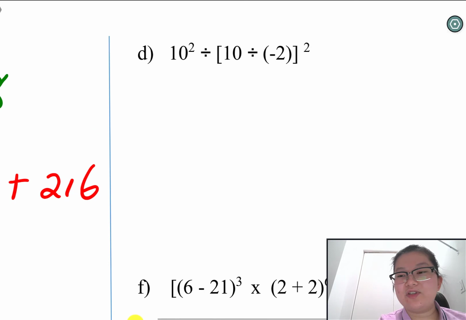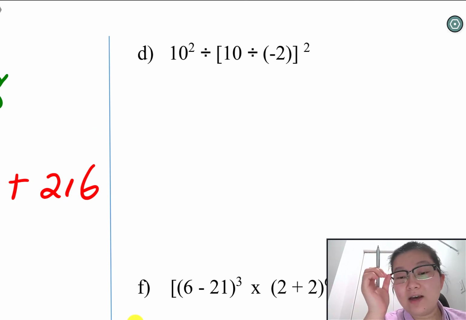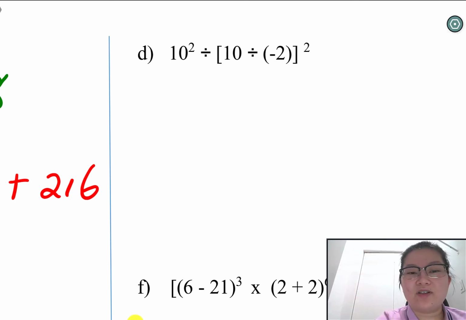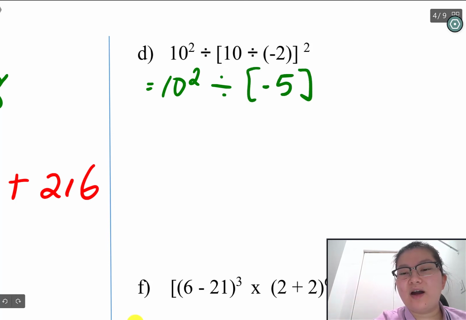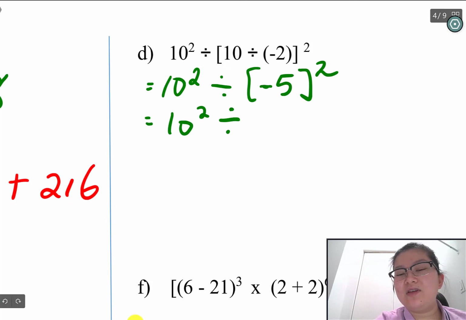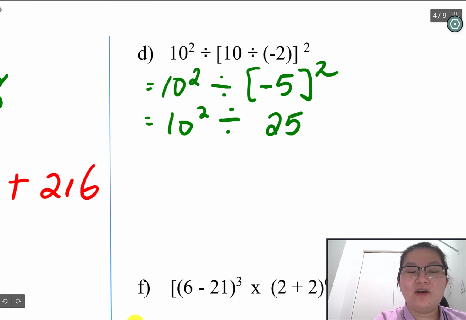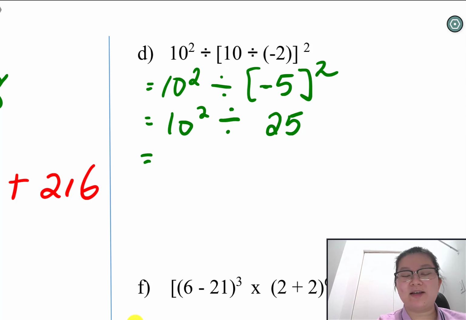Okay, ooh, this one we're just dealing with tens. Very fun. So again, brackets always come first. So we have 10 to the power of 2 divided by 10 divided by negative 2. That's just going to give us negative 5 to the power of 2. So now we apply the exponent on the outside of the bracket, which is going to be, and this is negative inside, and to the even exponent, a positive 25. Notice after every step, I'm including this equal sign just to show one step at a time.